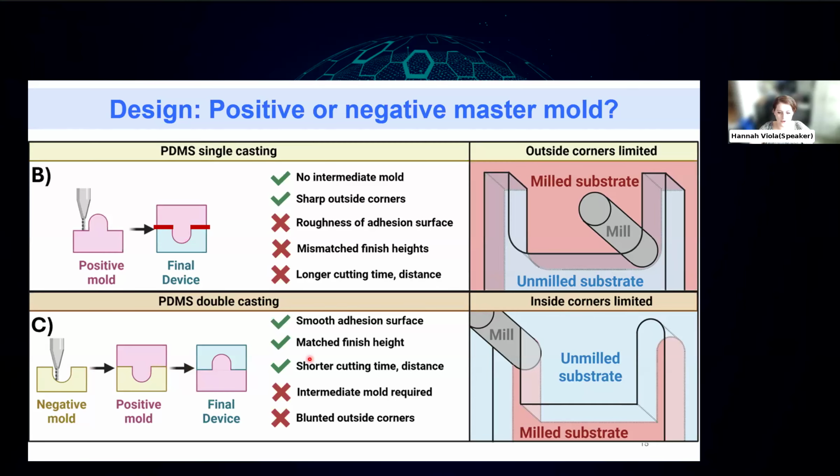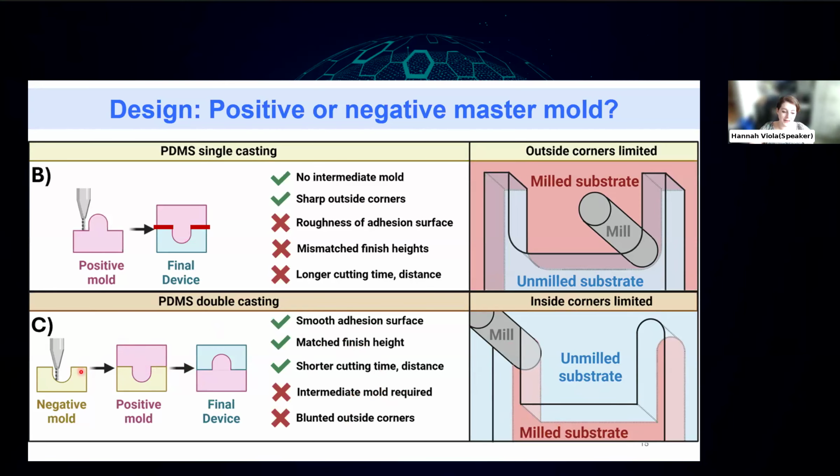So, there was no finish height discrepancy to worry about. It took me less cutting time because I didn't have to mill all the stuff outside of my features. I just milled the features. And the downsides are that you have to make the intermediate mold, which I found is not that big of a deal for me. And then your inside corners are blunted, but depending what you're doing, this might not be a problem for you. I didn't find it to be an issue for me. So I prefer this method.